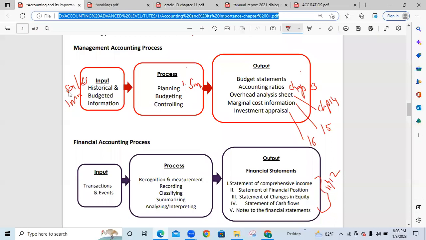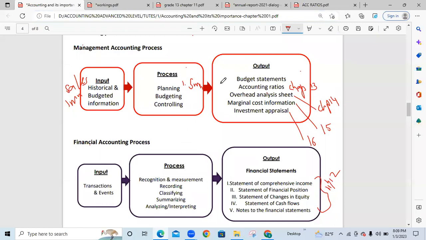Now, the next one, guys, see here, overhead analysis sheet. Overhead analysis sheet is a sheet which you prepare. These are most of the time future. Some are past, but most of them are future oriented because management accountants are mostly future oriented. Okay, so next one, overhead analysis.